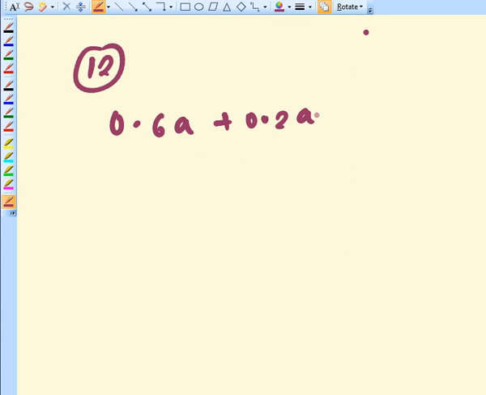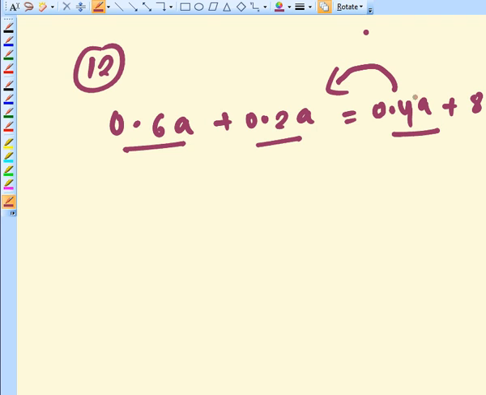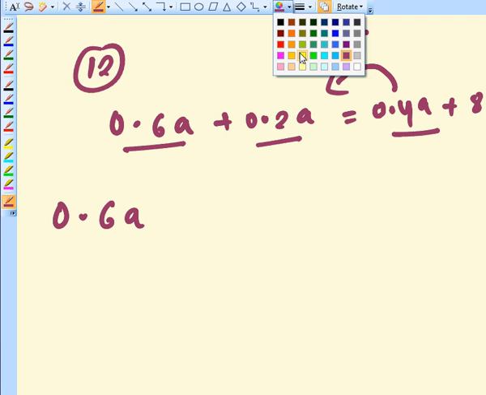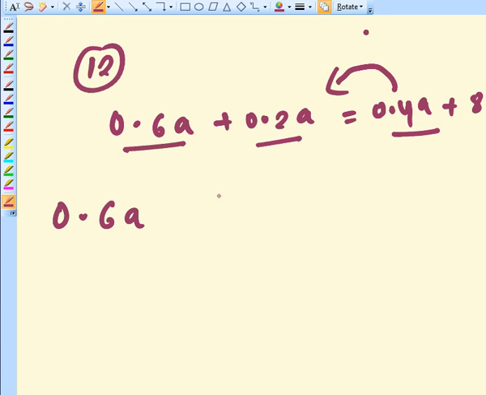Question number 12 is 0.6a plus 0.2a equals 0.4a plus 8. Now we are having here 0.6a, 0.2a, 0.4a. So transpose this 0.4a from the right hand side to the left hand side. So 0.6a minus, sorry, plus 0.2a minus 0.4a equals 8.